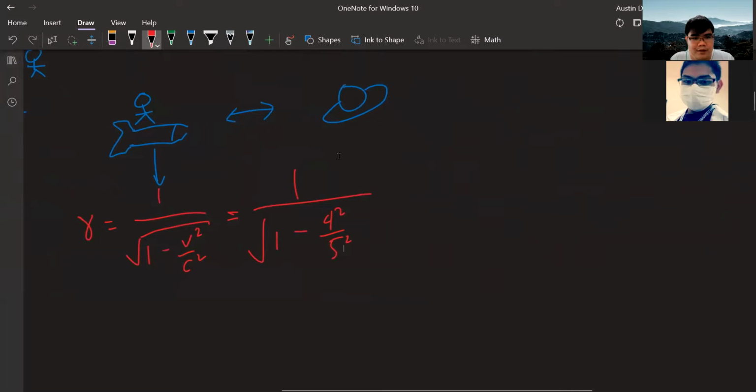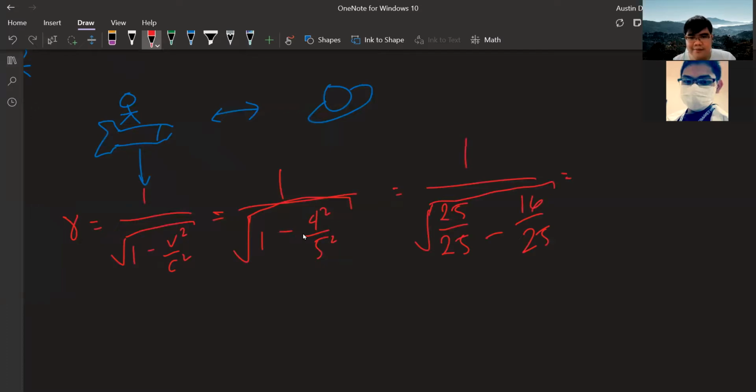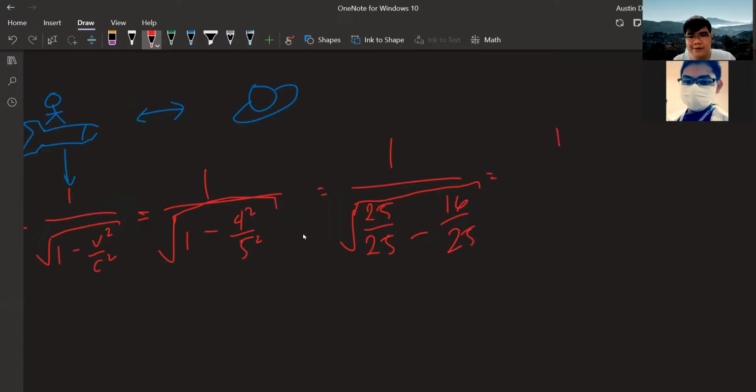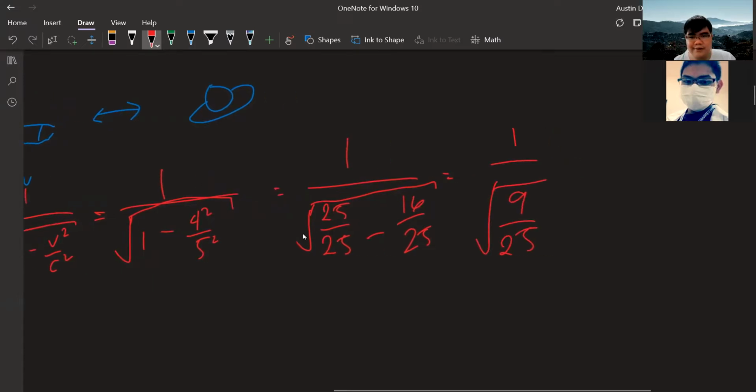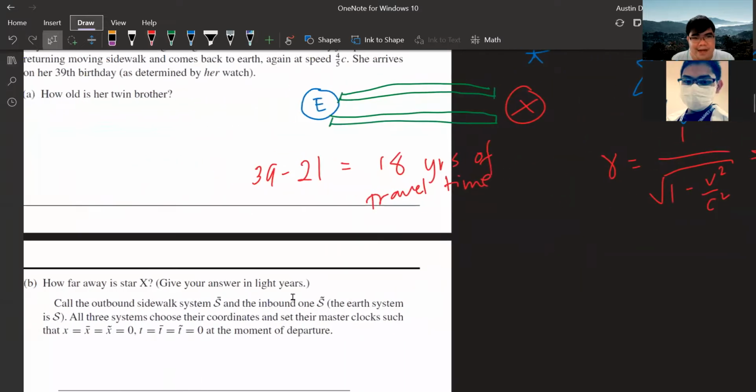Tama? Therefore, this is 25 minus 16, over 25. Therefore, this is 9 over 25. 1 over square root now, 9 over 25. Therefore, this is 5/3. Okay? So we have that. Para lang mas madali. Okay? Alright. So 5/3 yung gamma natin.